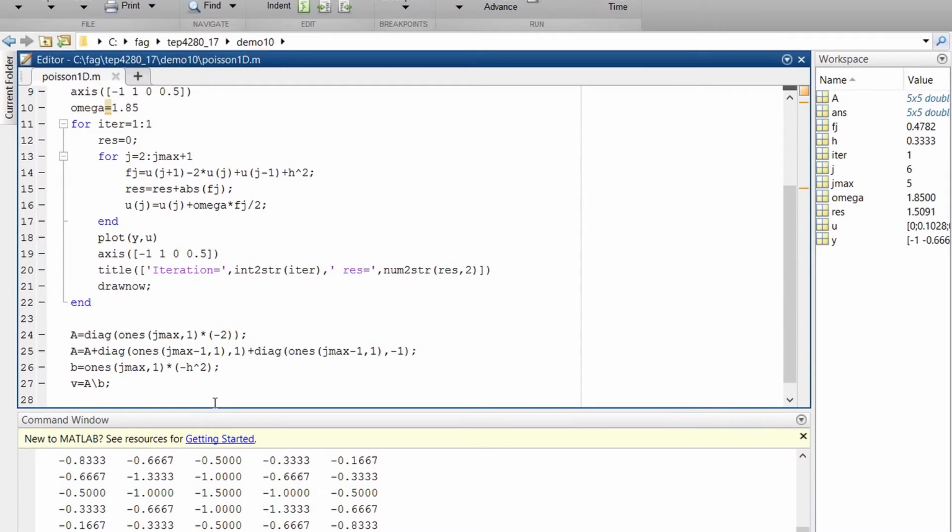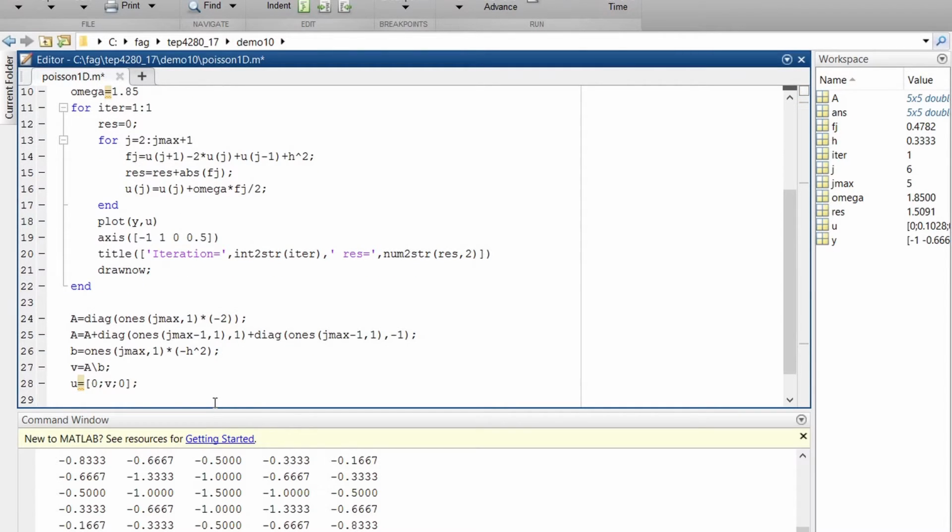Now I have the velocity V, but I don't have the boundary values. Remember, for this equation system, it's only the internal points that are involved. The boundary values are not present. So I have to construct them. My solution looks something like this. The first boundary value is 0, and then comes the entire v-vector, and then another 0. There I have my j max plus 2 values. You just add one on each side. That's one easy way to expand a vector.